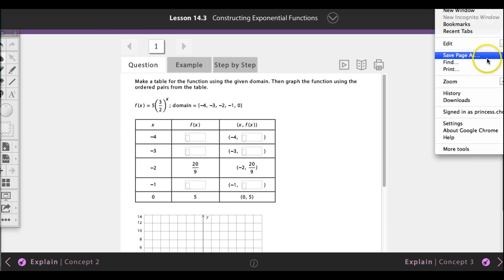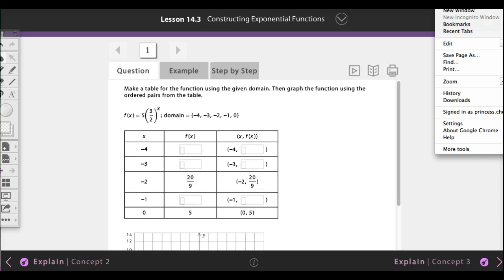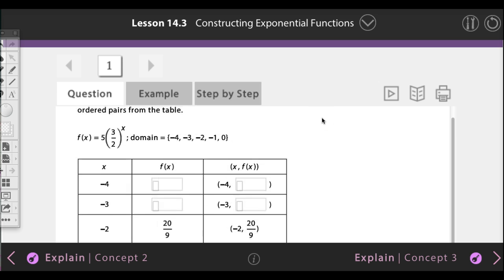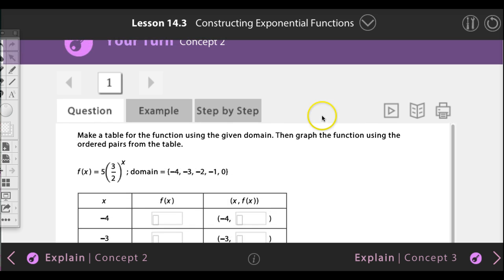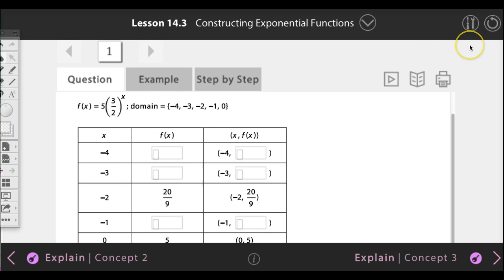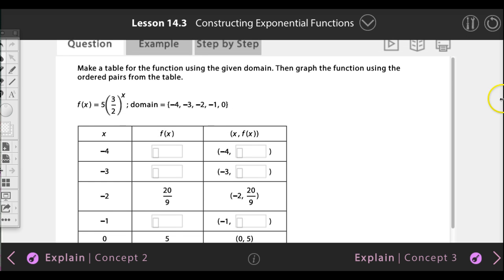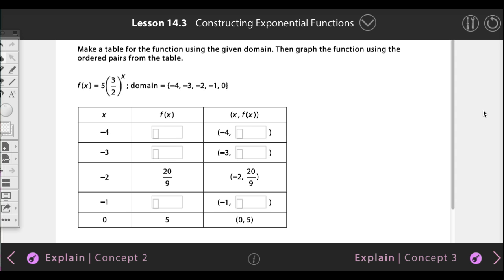Okay. So now I want you to go ahead and copy this question. There you go. All right, copy the question. Ready, go.